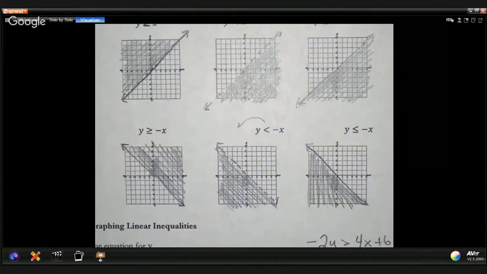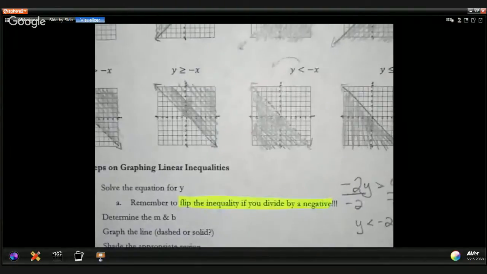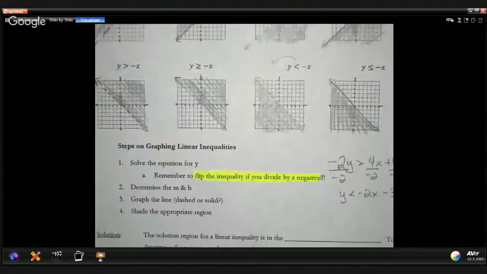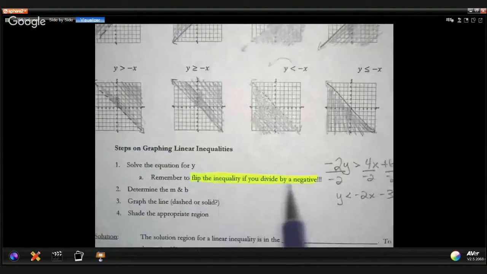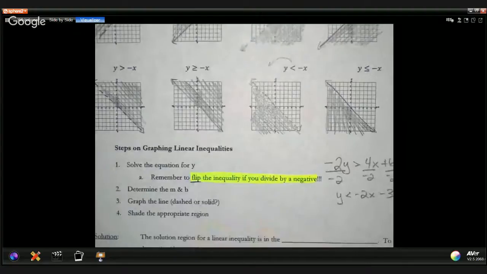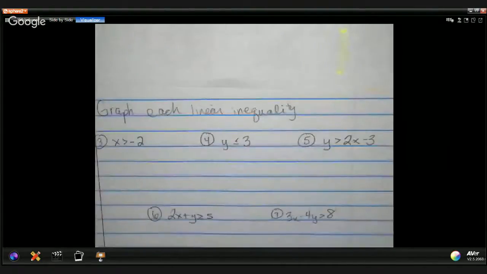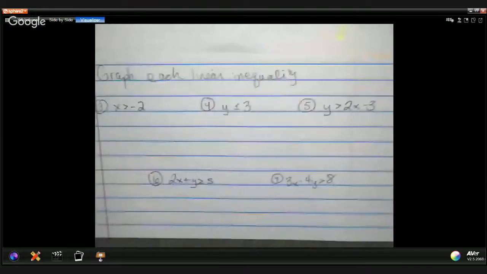All right, so now we're going to do some examples of graphing. We're doing the examples in backwards order, but that's okay. Remember, the first step is you solve for y. If you have to move something and it's a negative, remember when you divide by a negative, it flips the inequality. Determine your m and b. Is it dashed or solid? And then shade the appropriate region. What I'd like you to do is start off by doing these 5. Give yourself a second to copy them down, and we will go ahead and do them.